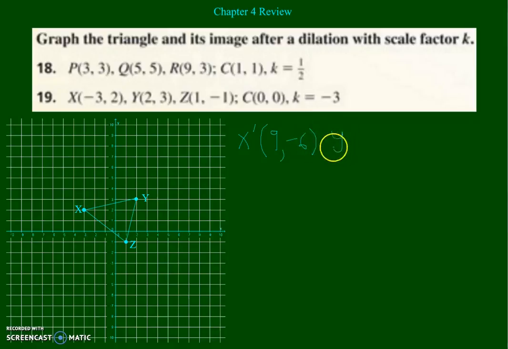Y prime is going to be 2 times -3, which is -6. 3 times -3, which is -9. And Z prime. 1 times -3 is -3. -1 times -3 is 3.